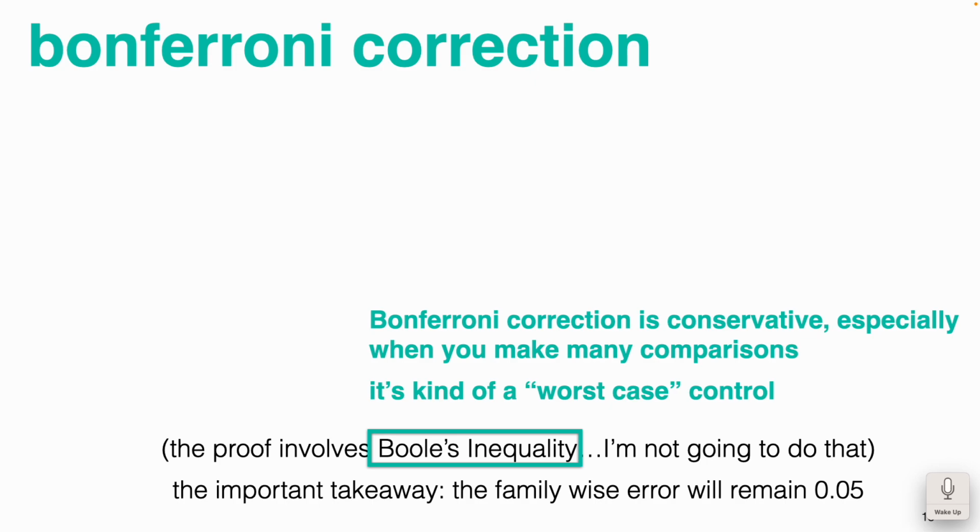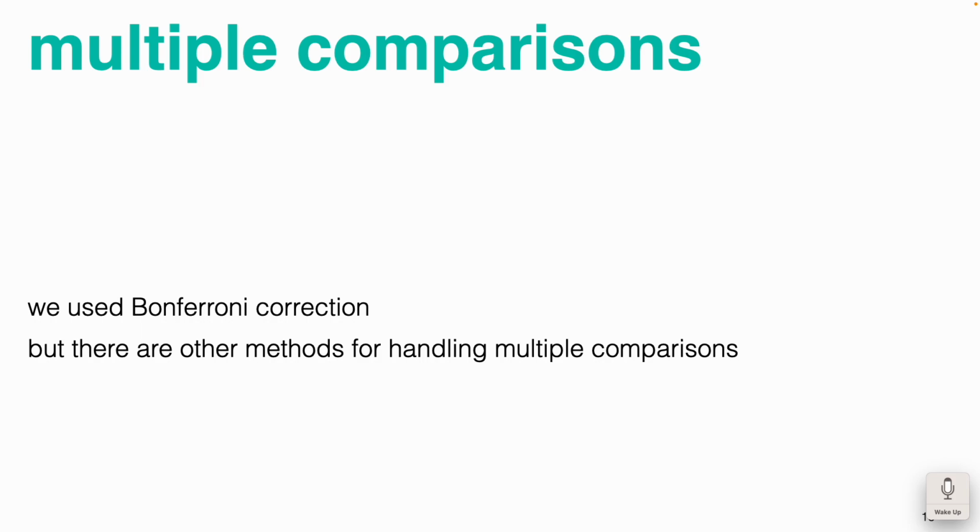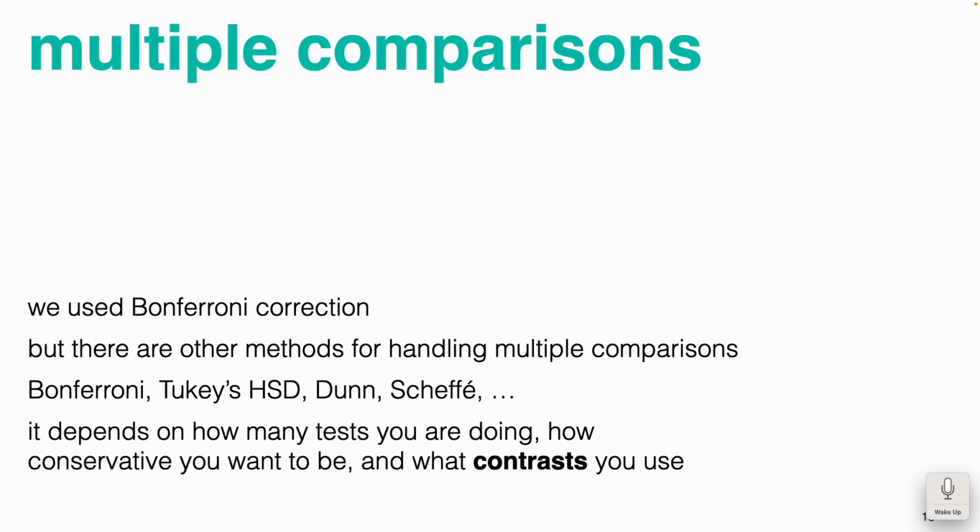You might over-adjust them. So when you're doing multiple comparisons, we use Bonferroni correction, but there are other methods, we've already talked about them, for handling multiple comparisons. There's Bonferroni correction, there's Tukey's honestly significant difference, there's Dunn, and then there's Scheffé's method, there's a couple other ones that I think are around. It really depends on how many tests you're doing, how conservative you want to be.